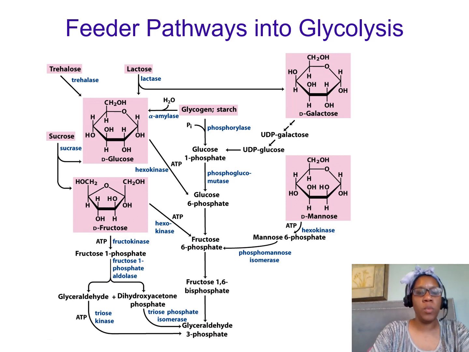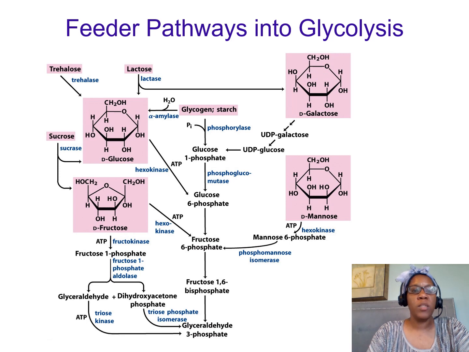I'll start with this one. Trehalose, it's a sugar that you would find in trees. And very simply, how do you get into the glycolysis pathway? Well, trehalose gets broken down by trehalase, and then we get glucose. Straightforward, simple. What about lactose? You know what lactose is? It's the sugar that's in milk.